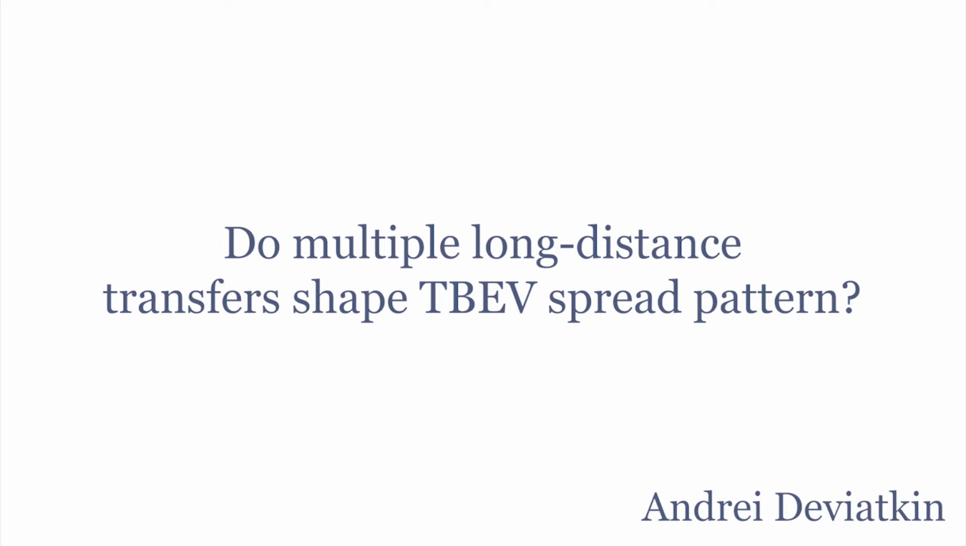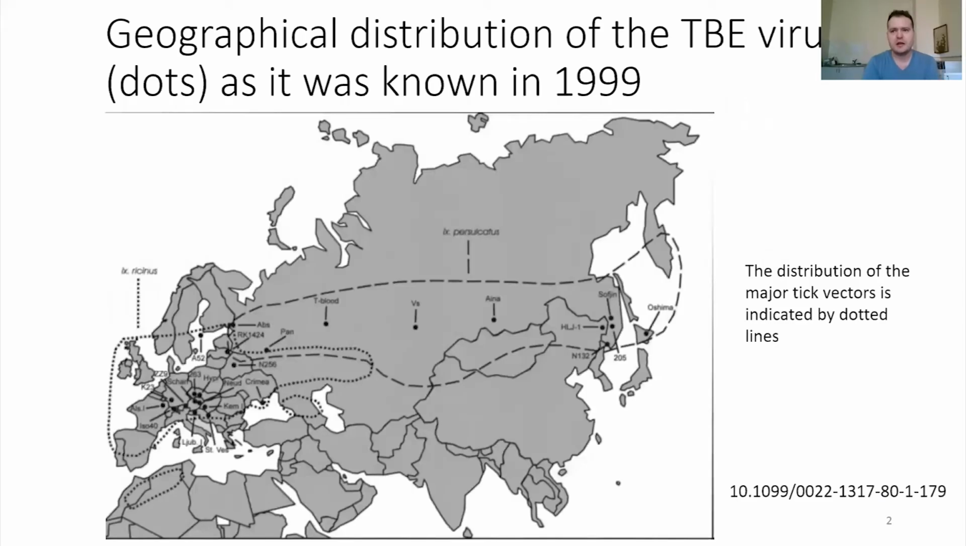We are talking now about multiple long-distance transfers in the TBEV spread pattern. TBEV is the tick-borne encephalitis virus, and approximately 20 years ago it was subdivided into three phylogenetically distant subtypes, called the European TBEV subtype, the Siberian TBEV subtype, and the Far Eastern TBEV subtype.